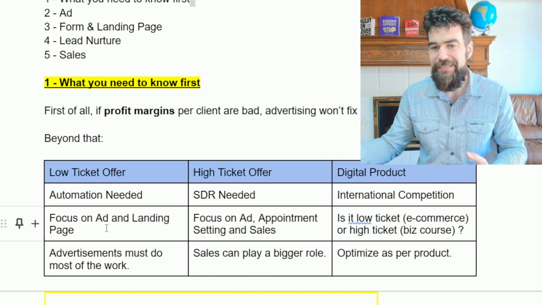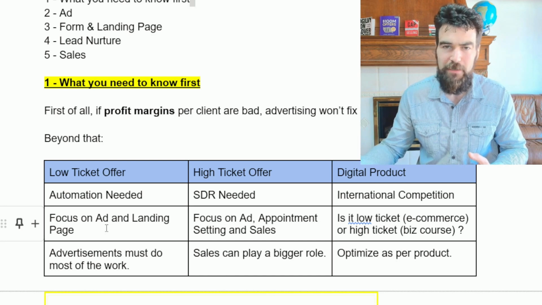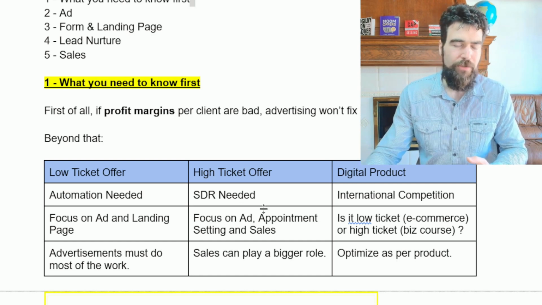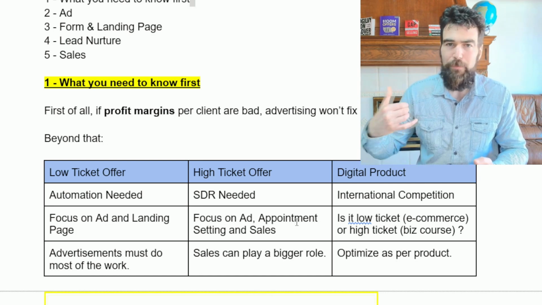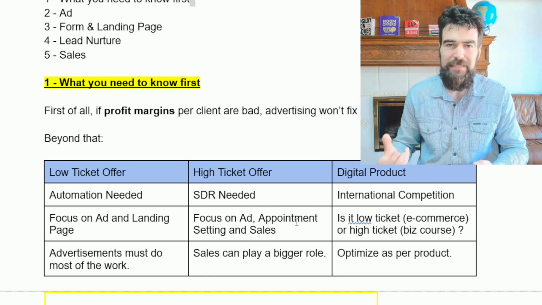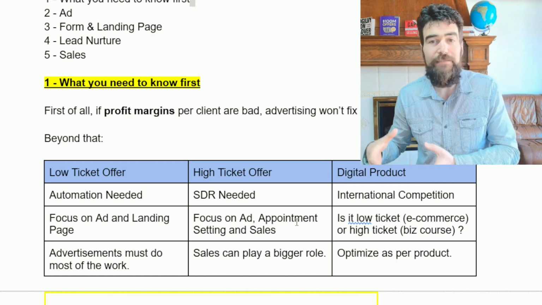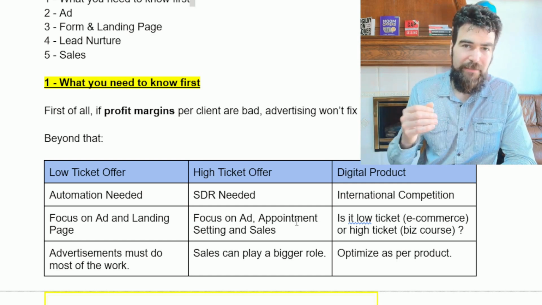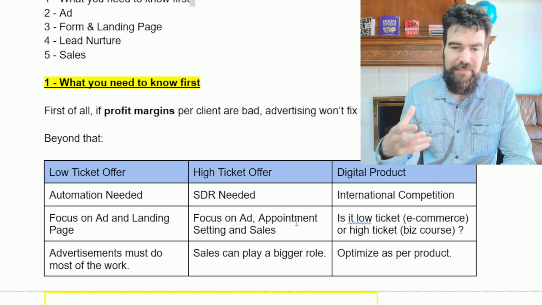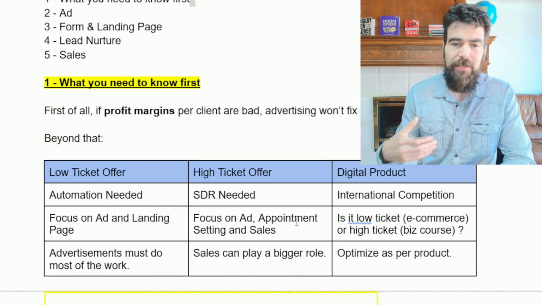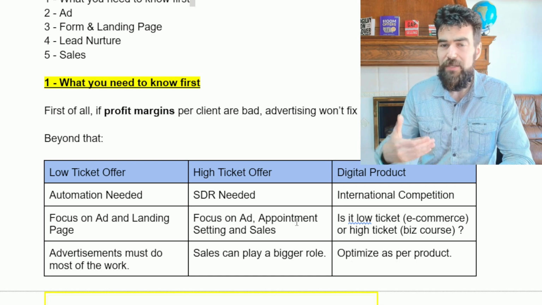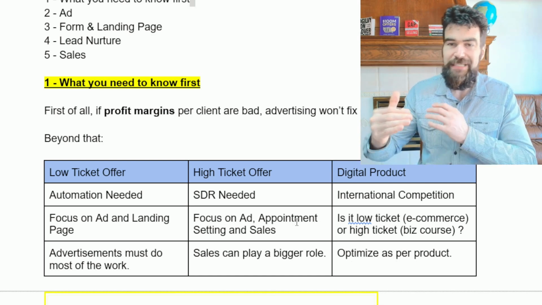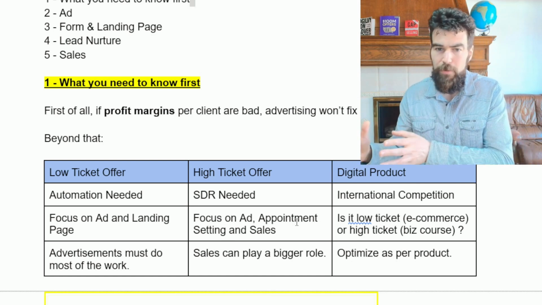Whereas if you have a high ticket offer, you're going to need an SDR, a sales internal ISA or whatever you want to call it. You're going to need someone who can focus on appointment setting, and then you're also going to need an extensive or a qualitative sales process at least. You're still going to have to make great advertisements, but when you have a high ticket offer, you can afford to spend more time selling them because each deal is worth a lot more.